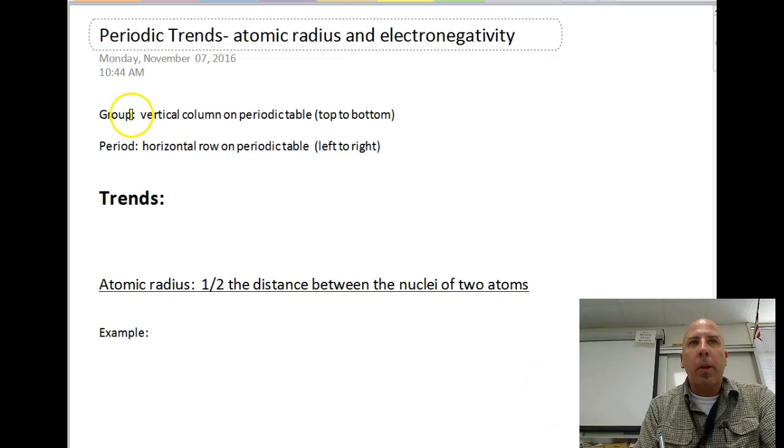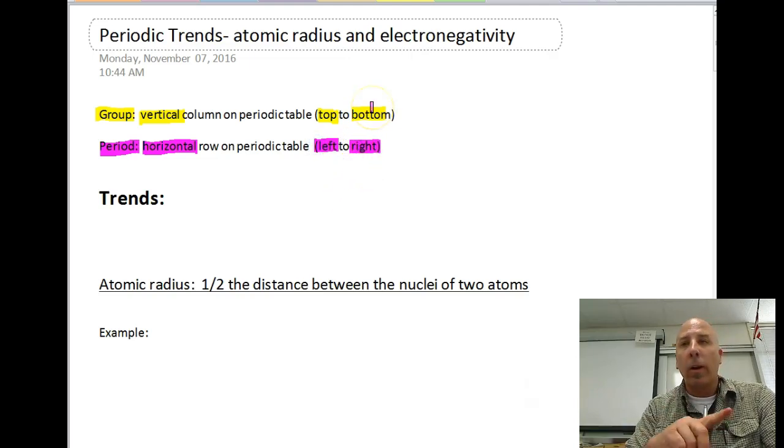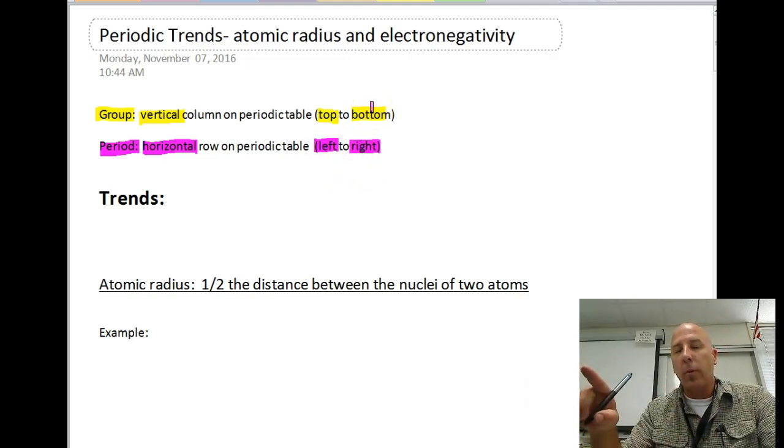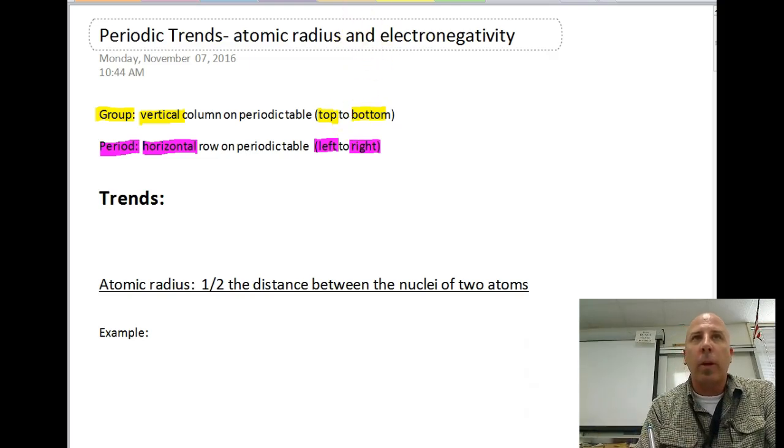So first off, remember on the periodic table, a group is going to be our vertical column. And so all of the trends that we talk about, and there's going to be 4 of them split over 2 videos on this, all of the trends are going to be from the top of the periodic table to the bottom of the periodic table. And we're going to be talking about period trends as well. And remember, a period is a horizontal row. These are going to be going from left to right, from the alkali metals all the way across to the noble gases. And so let's get right into it.